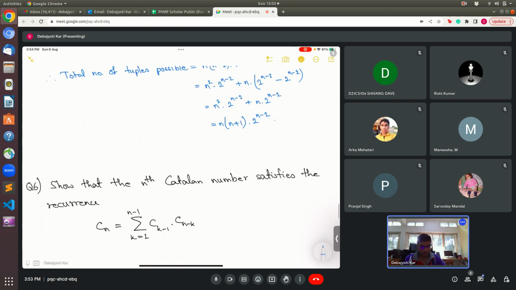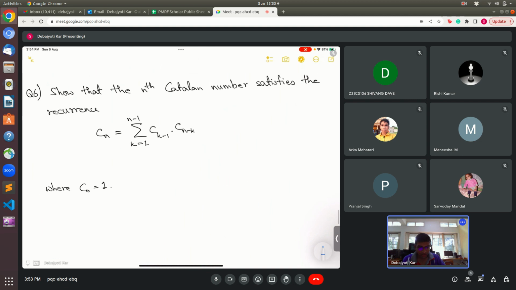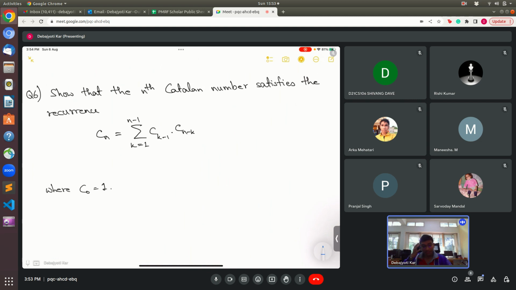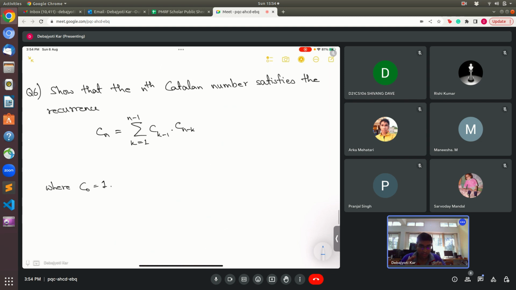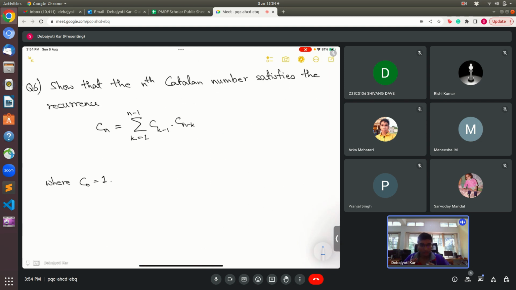Okay, so let's move on to the next question. So this is about Catalan numbers. I hope you know about Catalan numbers. I covered this in class. If you do not know, let me just define it for you. There are many ways in which you can define Catalan numbers.